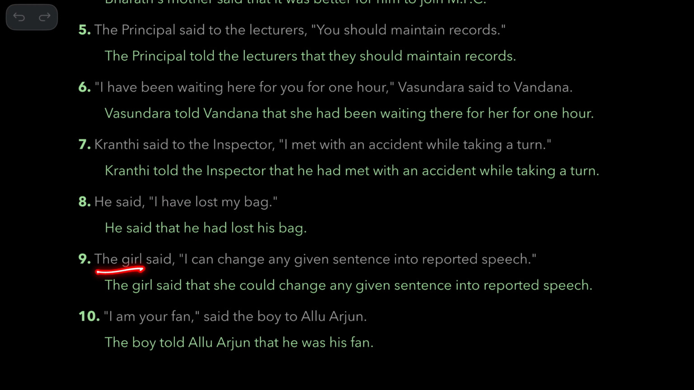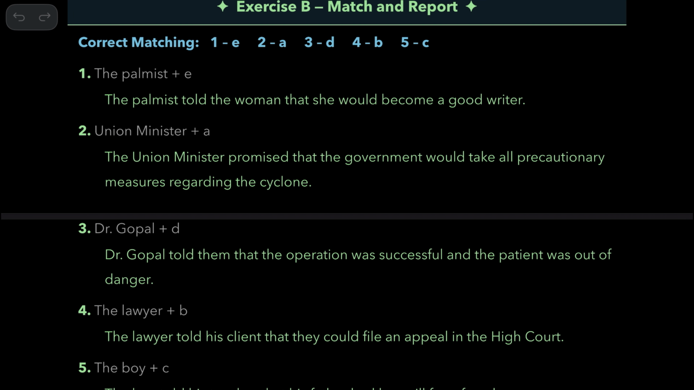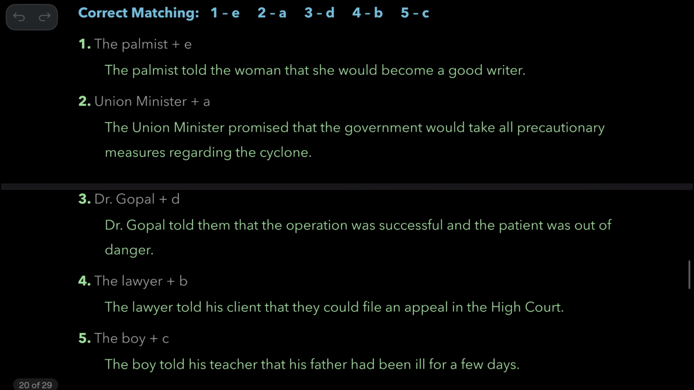The girl said, "I can change any given sentence into reported speech." The girl said that she could change any given sentence into reported speech. "I am your fan," said the boy to Allu Arjun. The boy told Allu Arjun that he was his fan. And here you have a matching exercise. This set of questions is not generally asked in the examinations, so just take a look at the answer key here. Okay, so let's go to the next exercise.